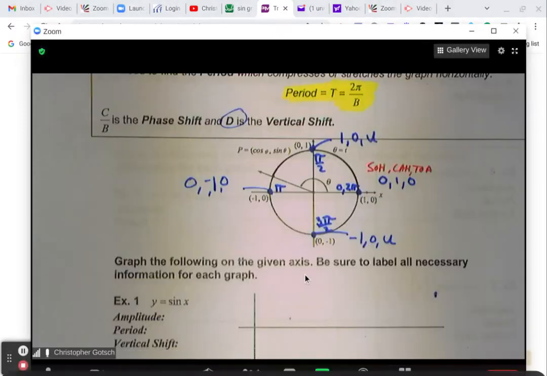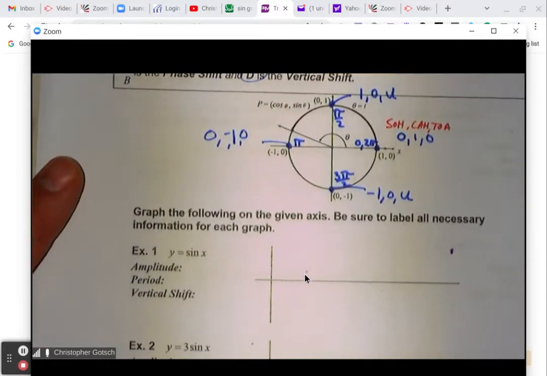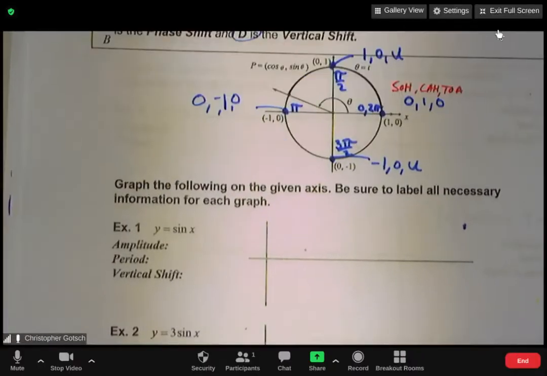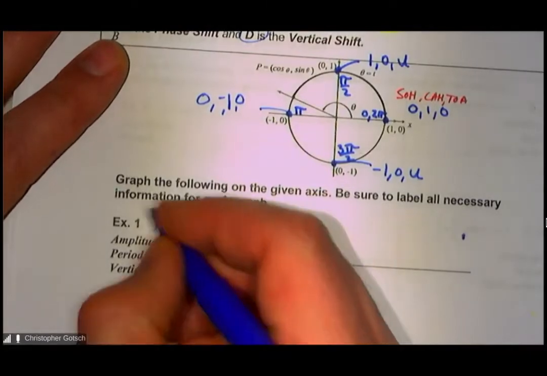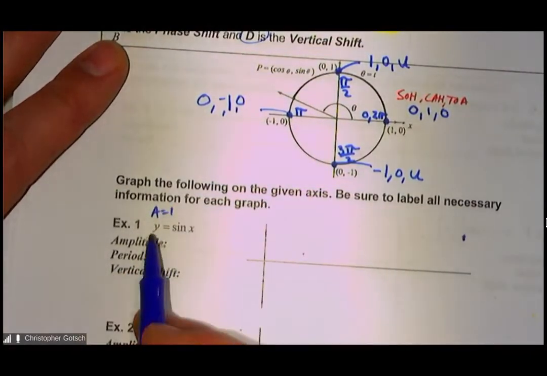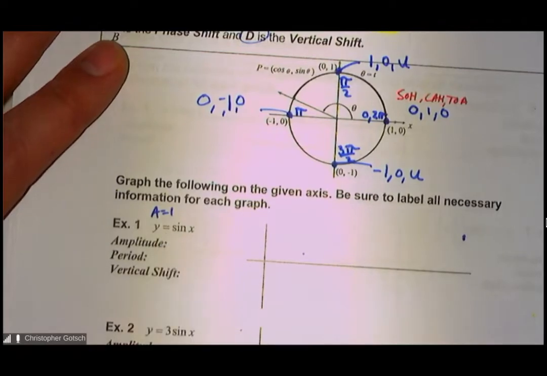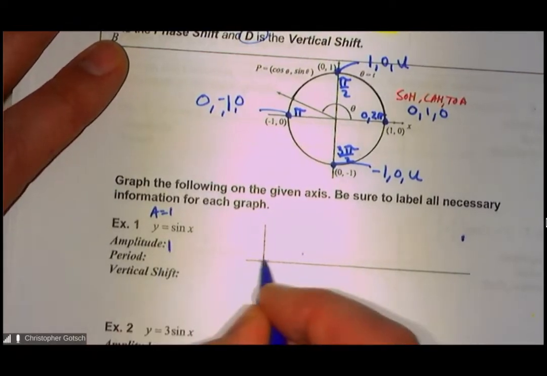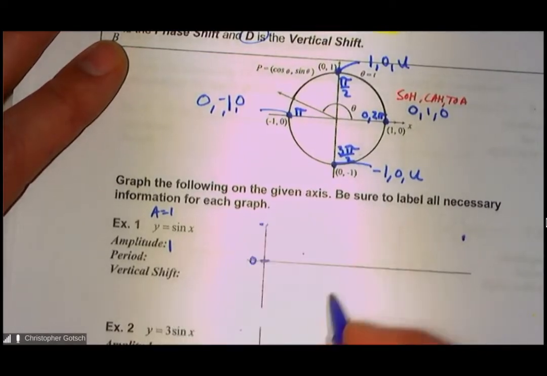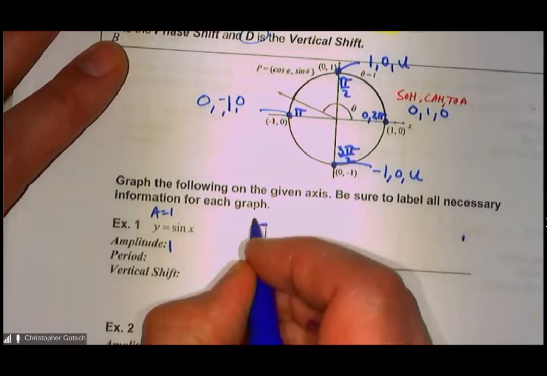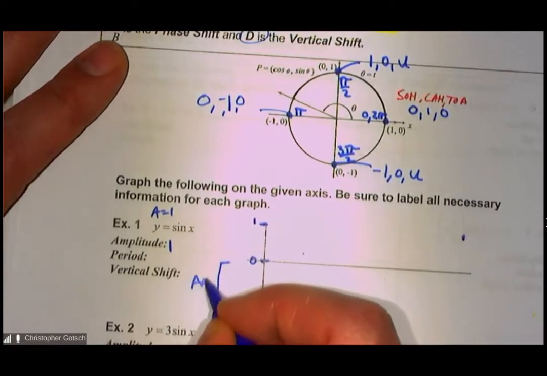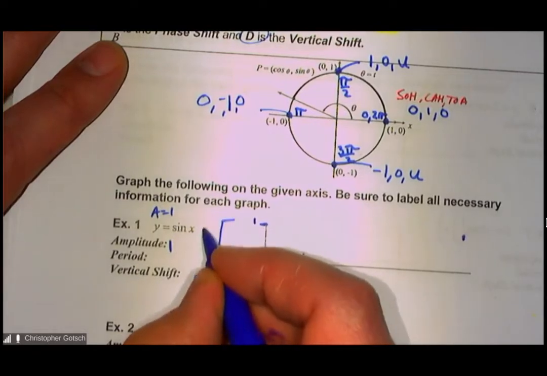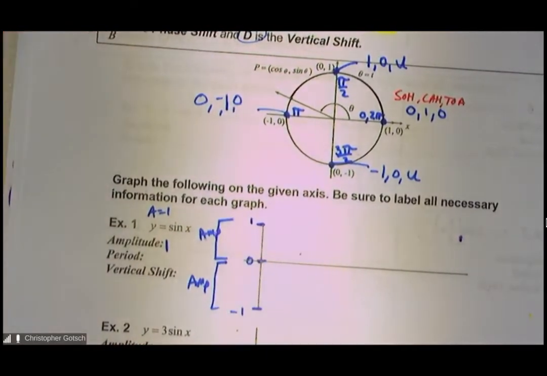Now let's put this into action. Let's actually graph this thing by hand. Amplitude is your A value. That's the number in front. So in this case, your A value is just 1 because it's y equals sine of x. There's no number there, so it's just a 1. So this is 0. And amplitude is the distance from the middle to the top of your graph and from the middle to the bottom. So from here to here is your amplitude, and from here to here is your amplitude.